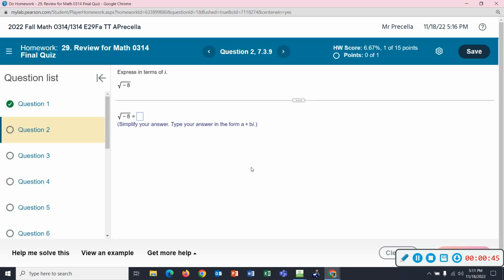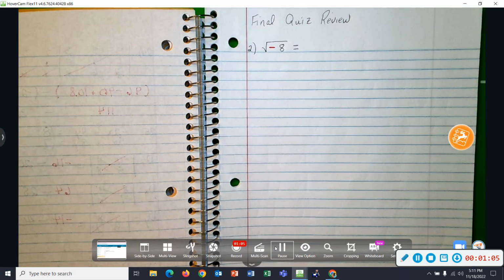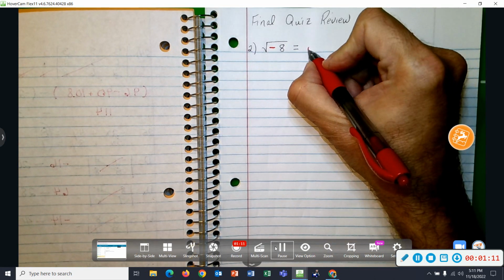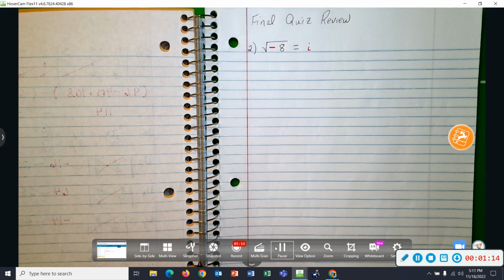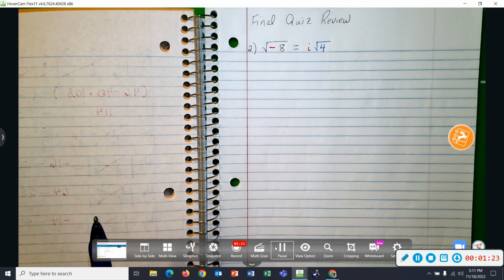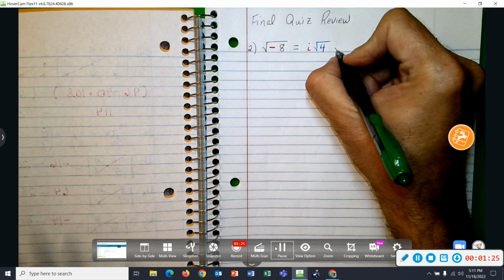Problem two says simplify the square root of negative 8. Notice how I put the negative in red. The square root of a negative is an imaginary, so we're going to have an i here. Then we need to simplify the square root of 8. The biggest perfect square that divides into 8 is 4, so we think of this as 4 times 2.